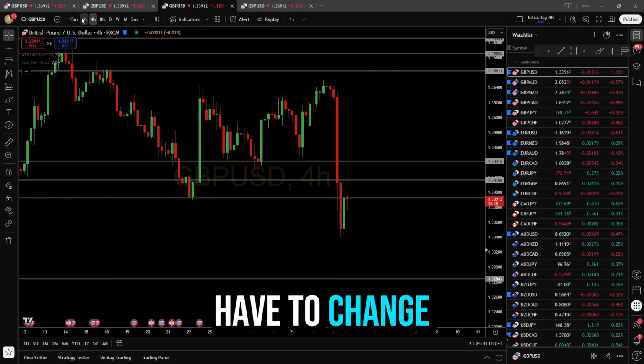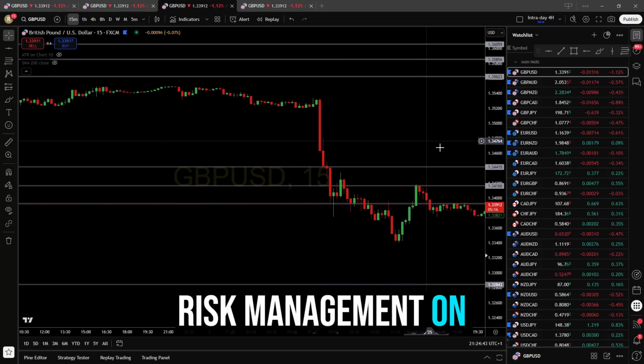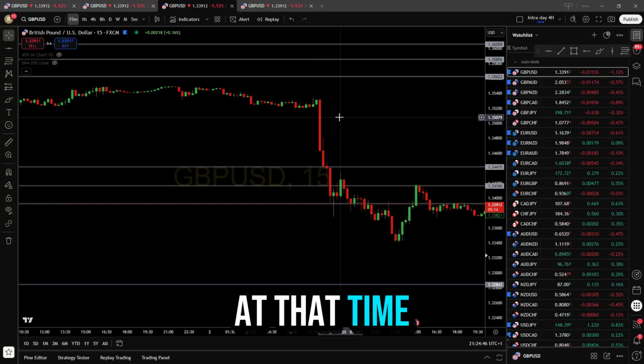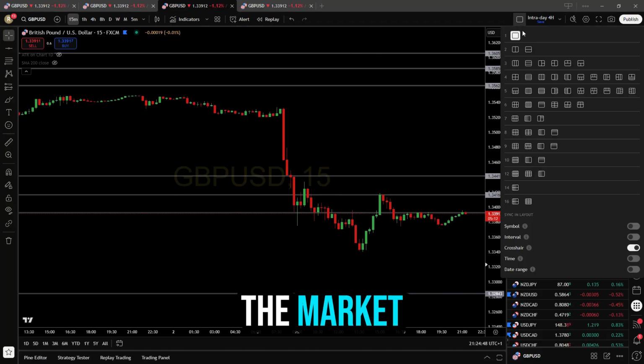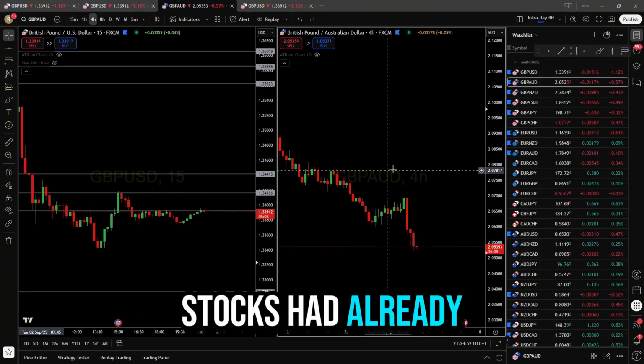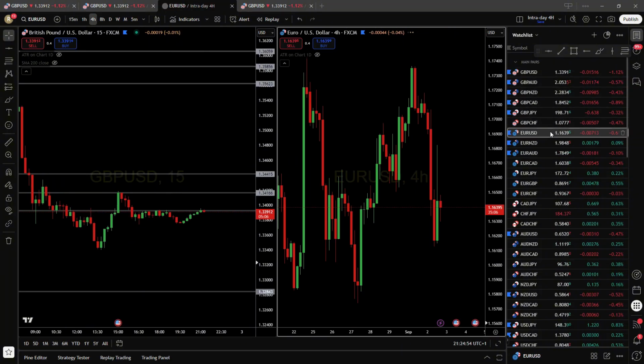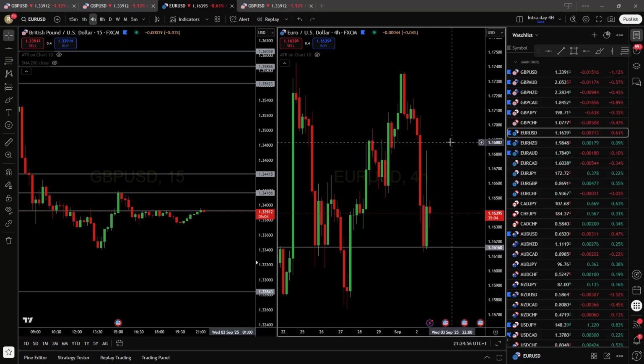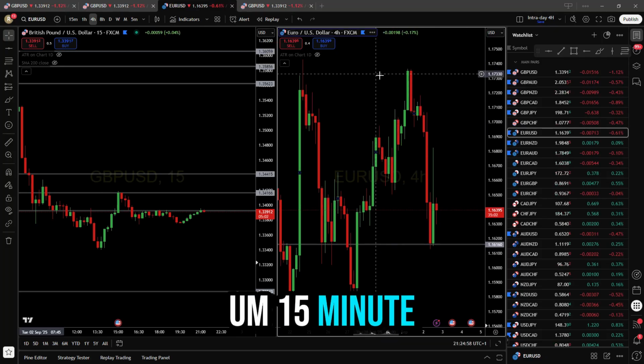The reason you have to change your risk management on this trade is because at that time Euro USD was driving the market. It was dollar strength that was driving the market. Stocks had already stopped at a level. 15-minute.